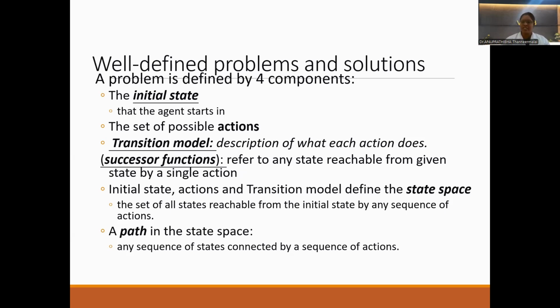Next is the set of possible actions, how many transition states or successor functions they are going to have. That is a description of what each action does. For example, if you have 10 transition states, in each transition state, what are you going to do. Successor function refers to any state reachable from a given state by a single action. Initial state, actions, and transition model define the state space, the set of all states reachable from the initial state by any sequence of actions. A path in the state space is any sequence of states connected by a sequence of actions.